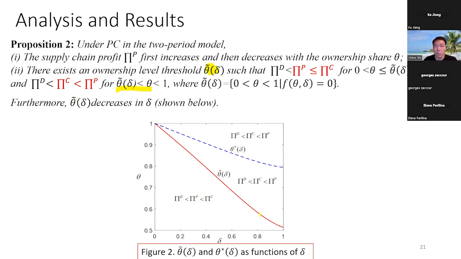So this is interesting, which says that PC can be better than CC. Here we forgot about the D, because as we said, the complete centralization is always better than complete decentralization.